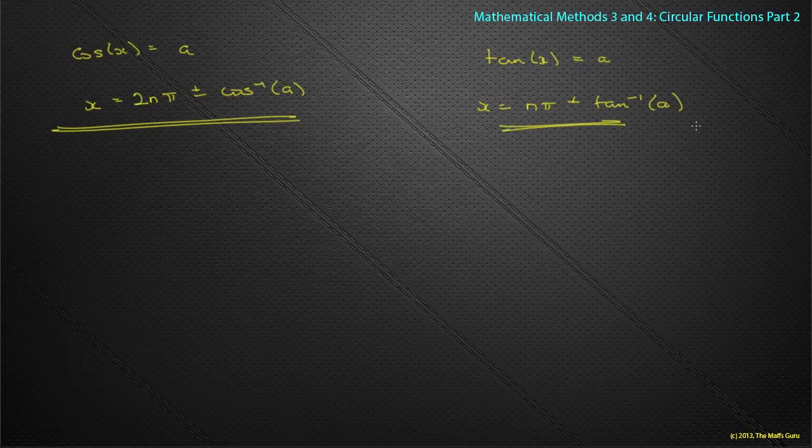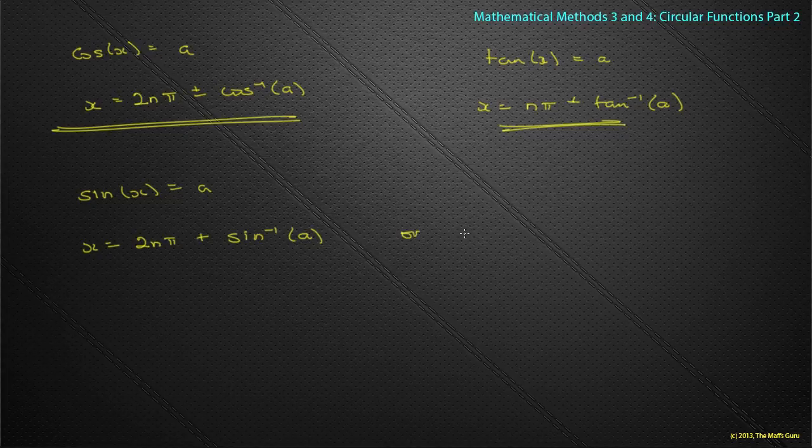Sine is the tricky one, right? Sine actually has 2 formulas, which is minorly irritating, but it's useful to write these down and have them in your notebook. It suggests that if you have sine x equals a, then firstly x is equal to 2nπ plus sin⁻¹(a).